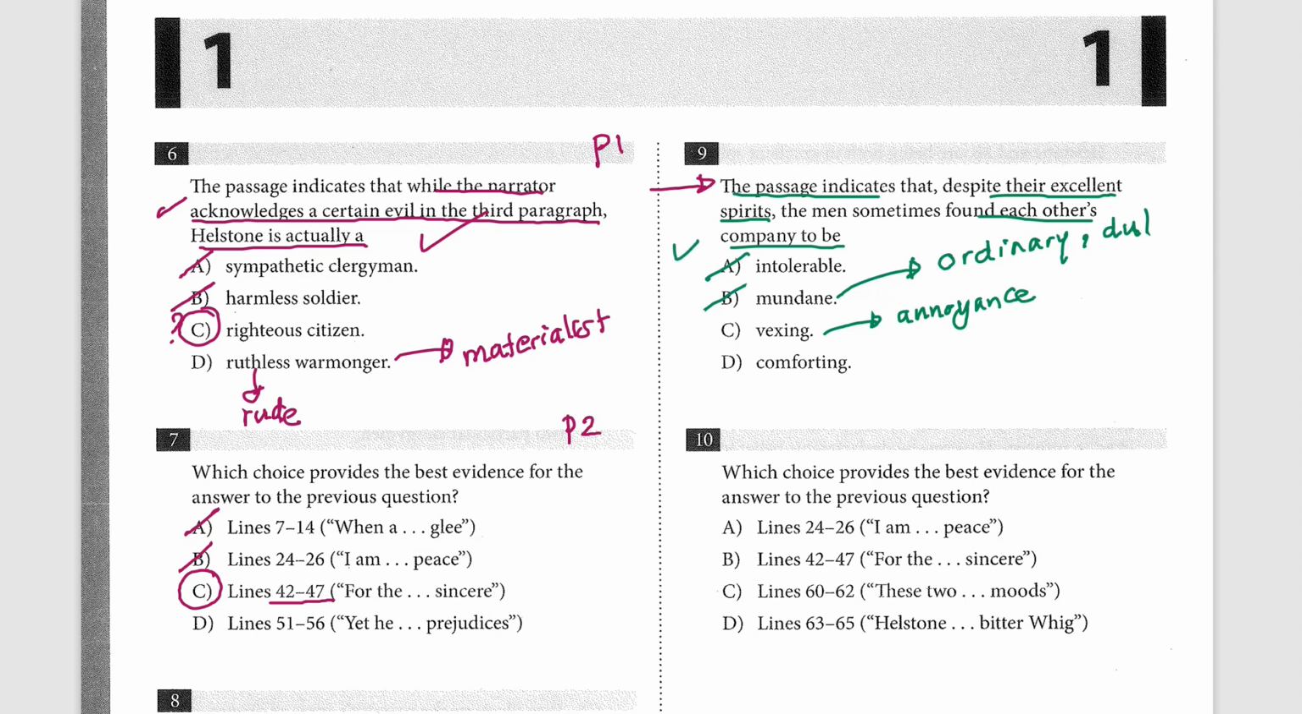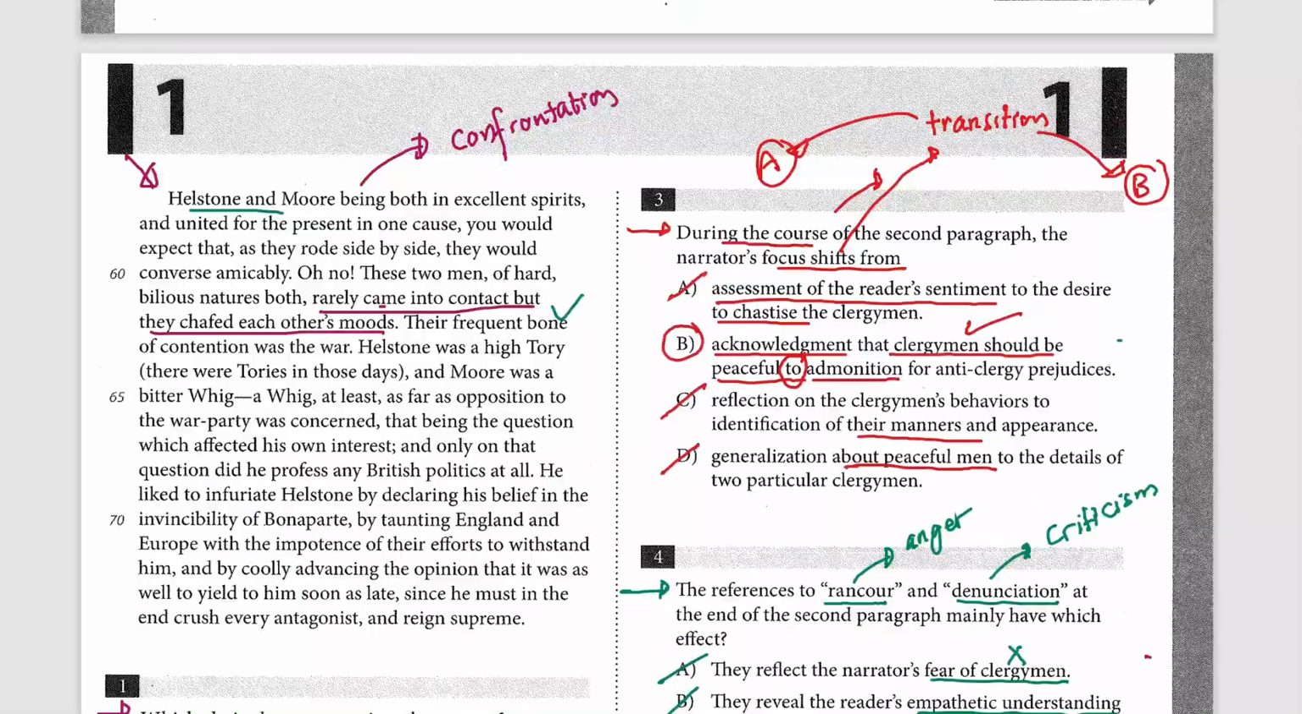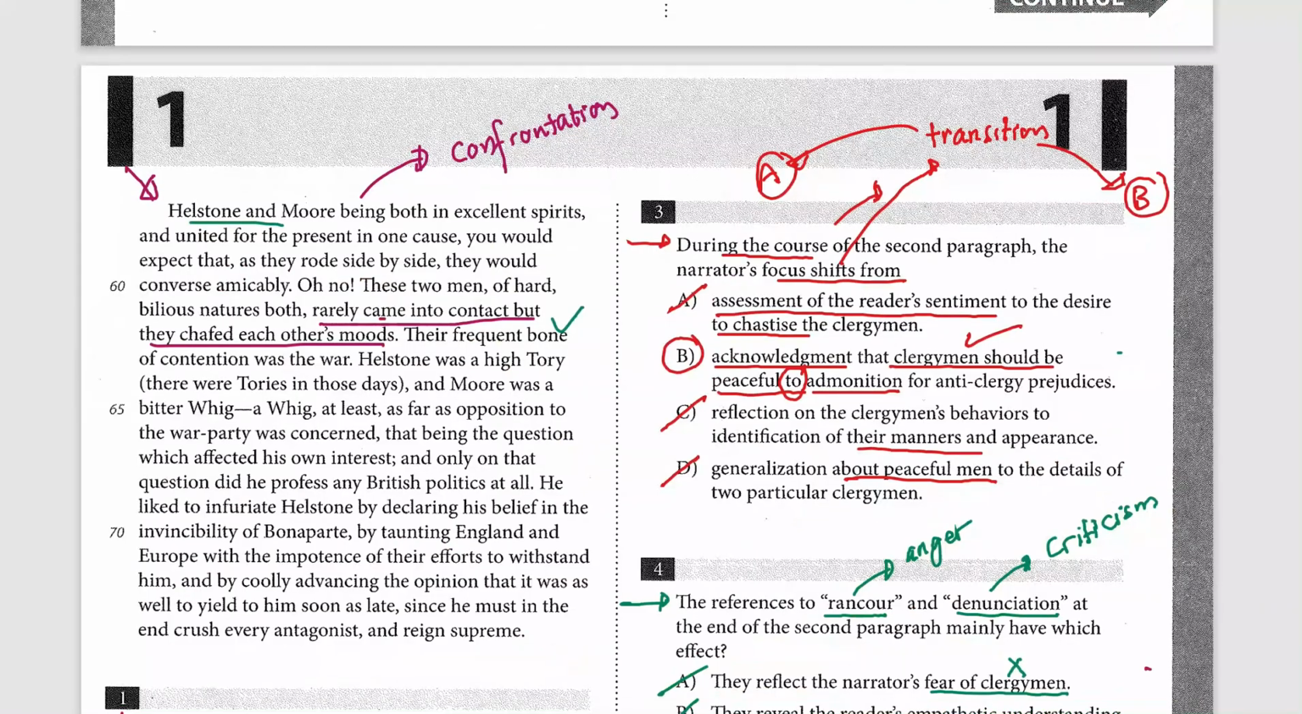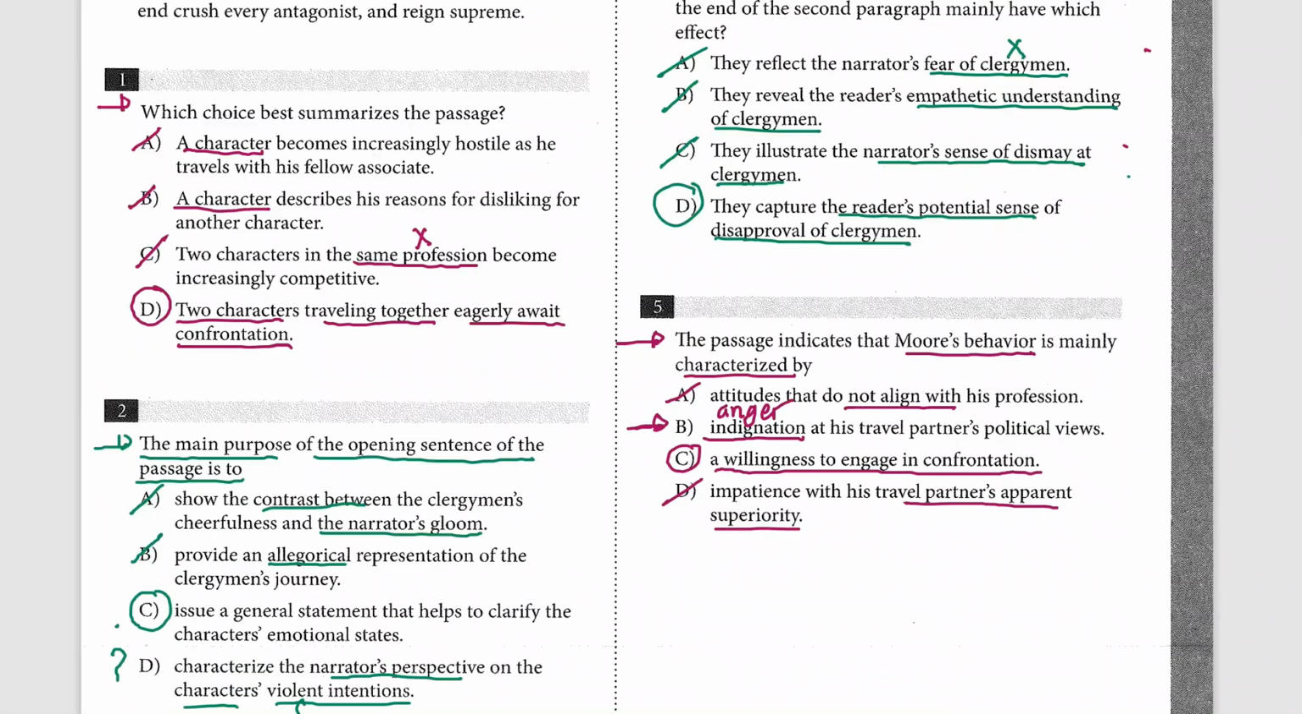فلو هو في اللاست باراجراف ببساطه شديده قوي يا عبد الله انا I'm gonna cross out A وأنا gonna cross out what, B. لسه ما وصلناش لللاست باراجراف. اللاست باراجراف بدأ ب 60 ل 62 اللي هي these two لغايه mood. تعالوا نشوفوا 60 to 62. Thank you عبد الله. و60 ل 62 and I'm gonna start from here. "Oh no, these two men of hard bilious nature both rarely came into contact, but they chafed each other's moods." هم عمالين يغيظوا بعض، عمالين يعني ايه ينرفزوا بعض.